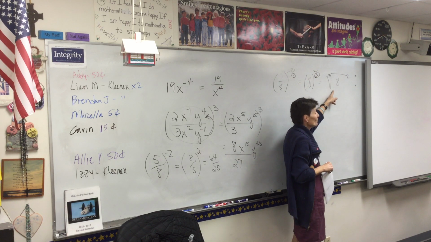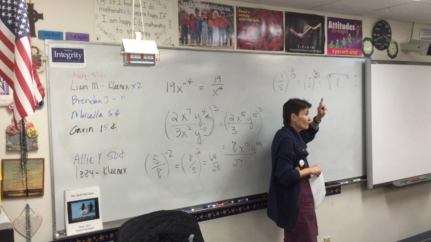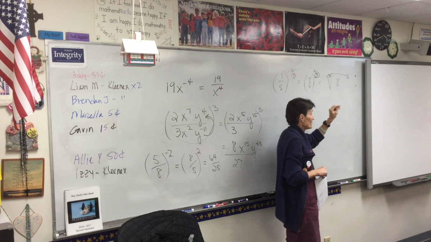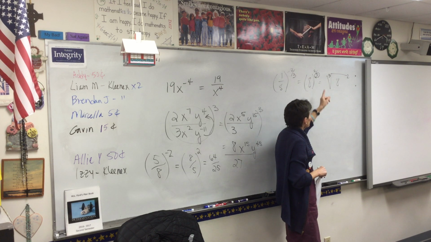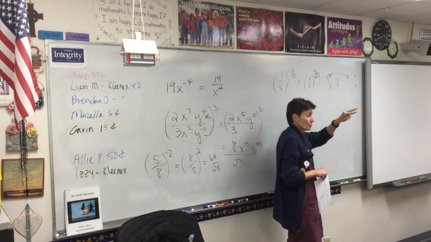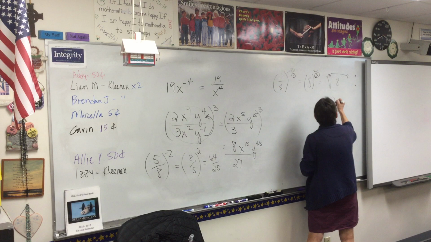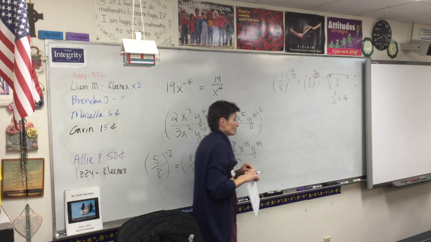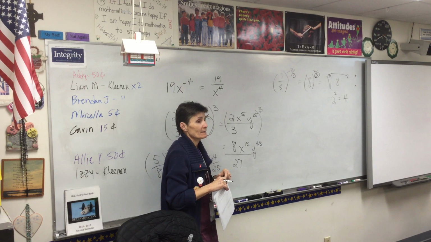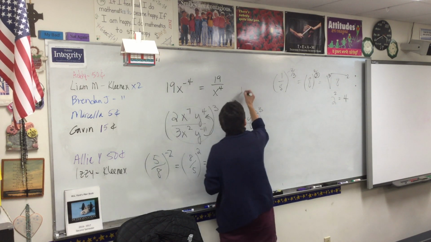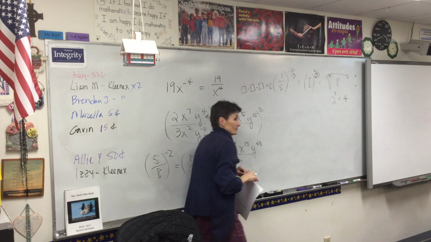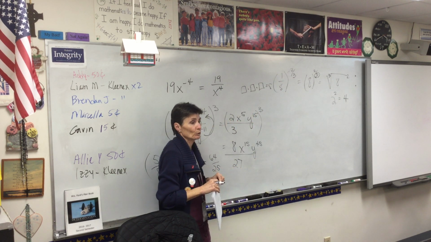So what's the cube root of 8? 2. Cube root of 8 is 2. Kids, what times what gives you 8? 2, right? 2 cubed is 8. So the cube root of 8 is 2. But we have to square that, so the answer is 4. The cube root of 8 means what times itself gives you 8? That's what it means to be a cube root.